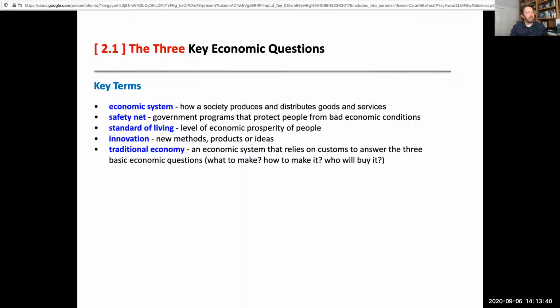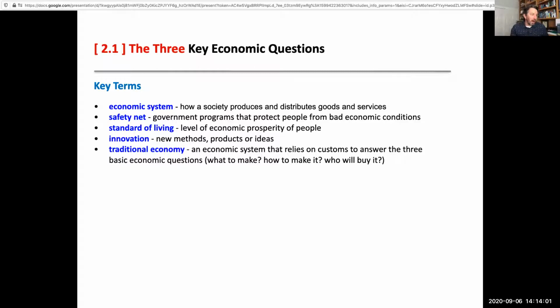Innovation is basically doing things in a new way, basically ideas, products, and methods that will move that production possibility curve out, because it's just new. It's a new way of doing things.